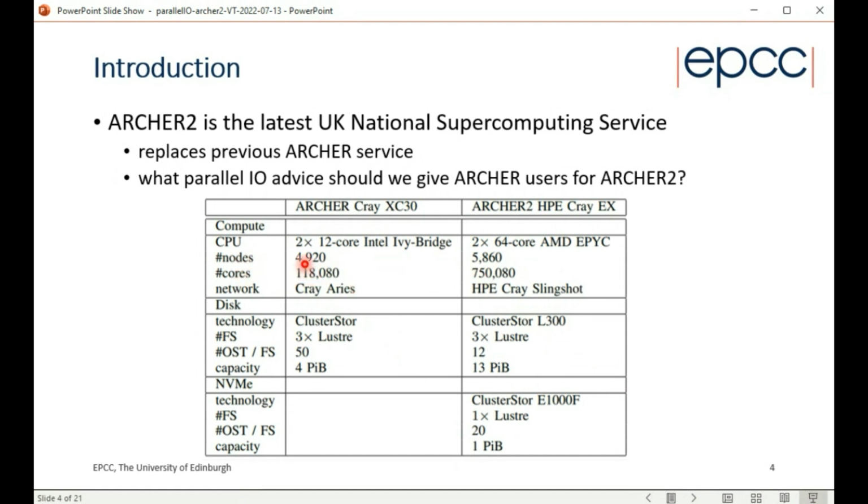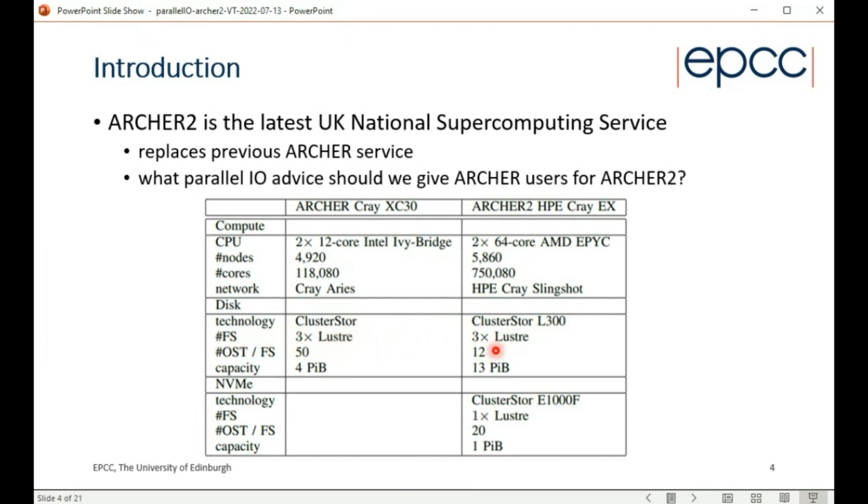The interesting thing about the difference between ARCHER and ARCHER2 is they're both about 5,000 nodes. It's clear that the increase in CPU power of modern machines is coming from cores: we had 24 cores per node on ARCHER, and more than 5 times as many per node on ARCHER2. But here I'm really interested in the disk storage. On ARCHER, the technology was called ClusterStor. On ARCHER2, it's ClusterStor L300, just more modern.